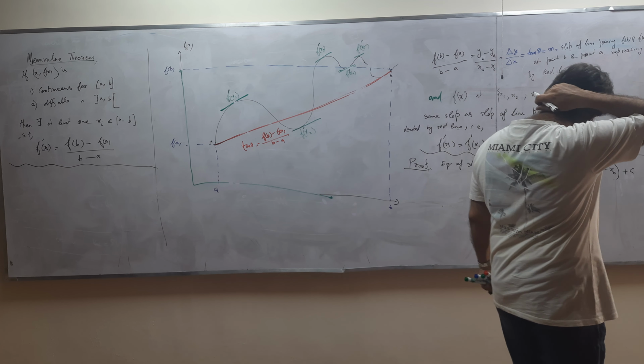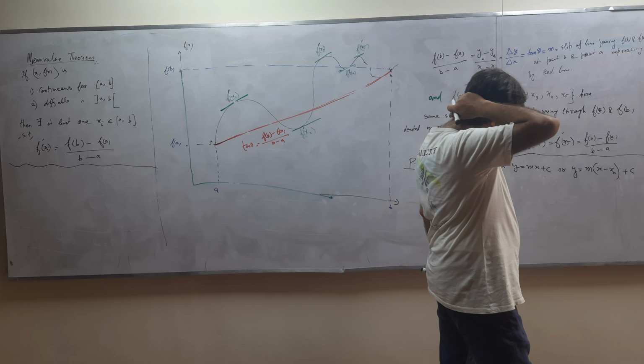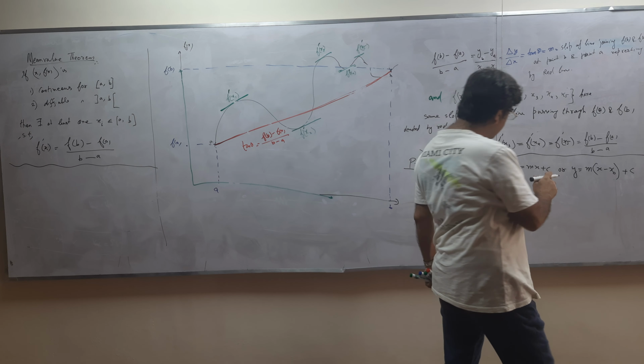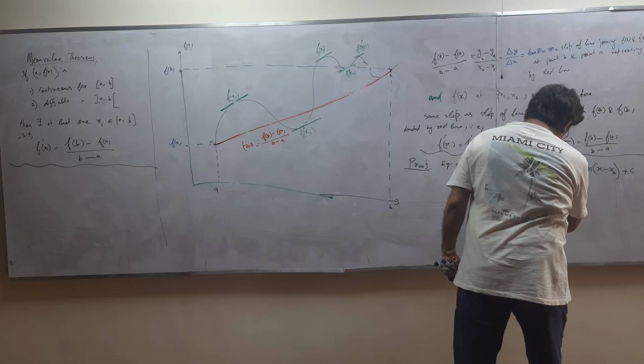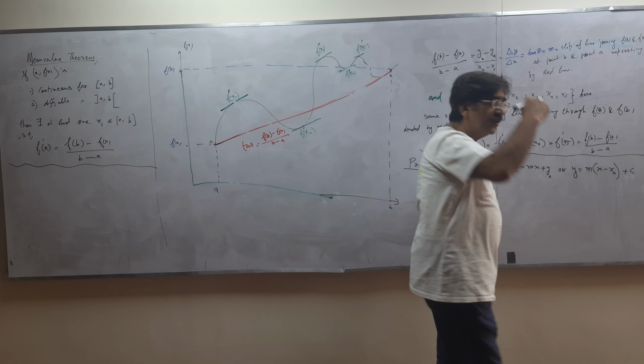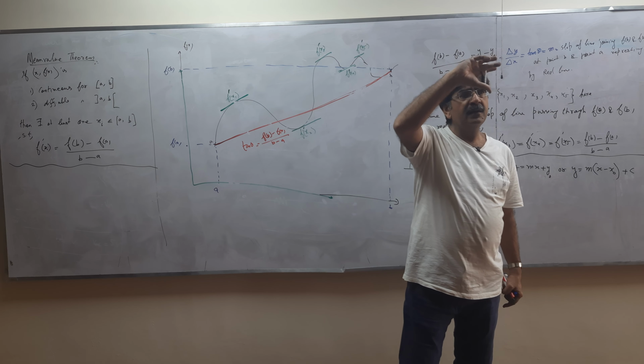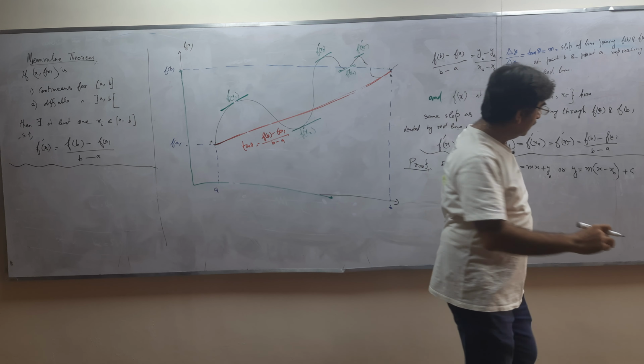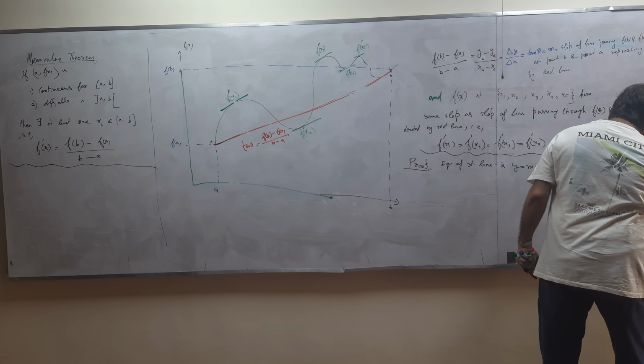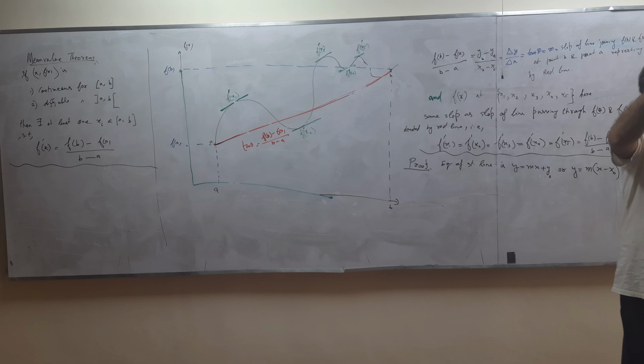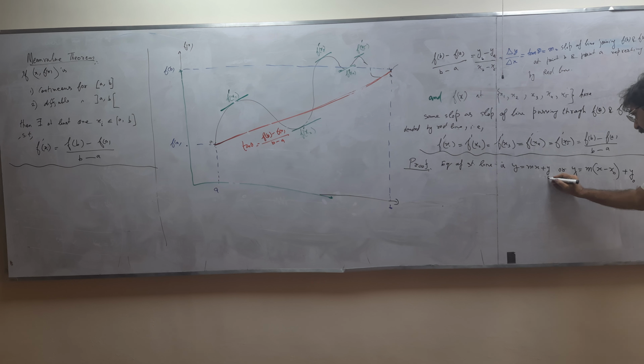C is the initial point. Y naught is actually the initial point, the y-intercept. So actually, C is nothing, this is Y naught. Y naught means that is the initial point. Okay, that is the general equation.